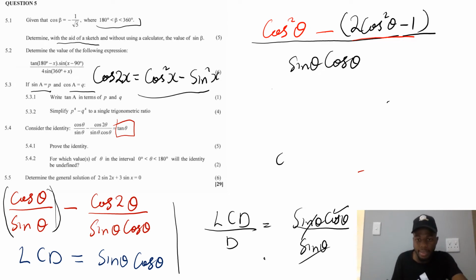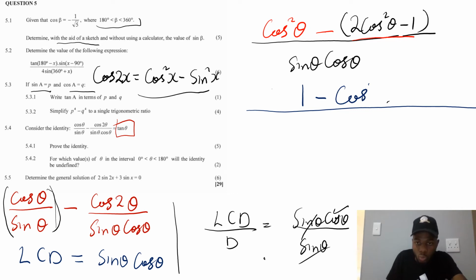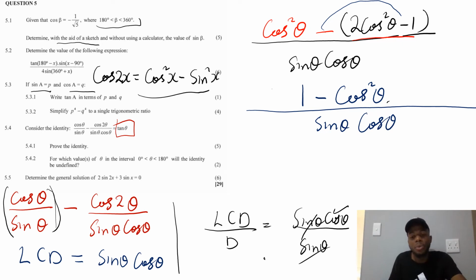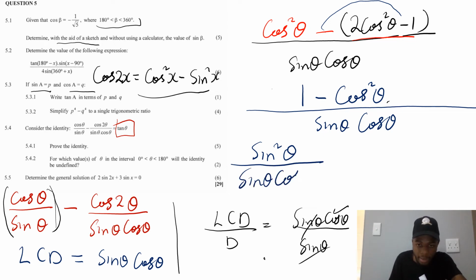So let's come and write it here. And don't forget, we're having positive 1. Let me start with positive 1 minus cos squared theta, because negative and negative will give us that positive 1. And then cos squared theta minus 2 cos squared theta gives us minus cos squared theta, then divided by sine theta cos theta. If you check our numerator, this is an identity. It will change to sine squared theta. So we'll be having sine squared theta over sine theta multiplied by cos theta.